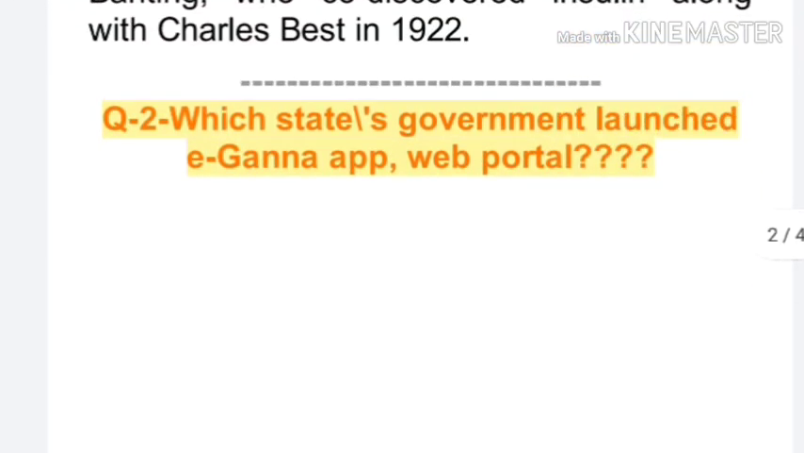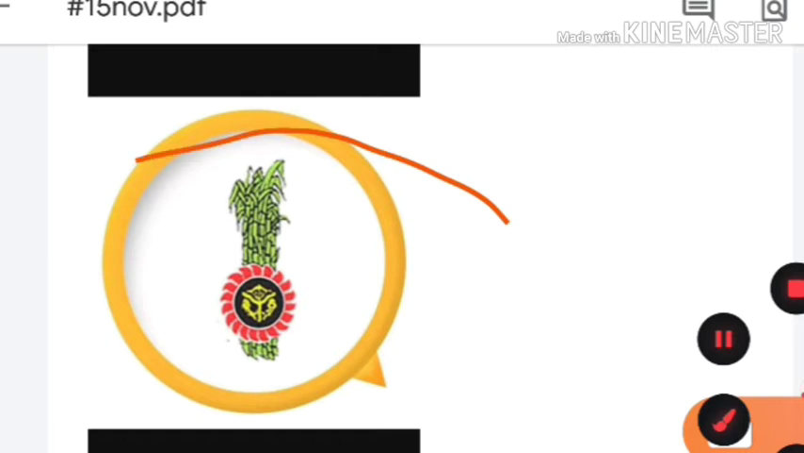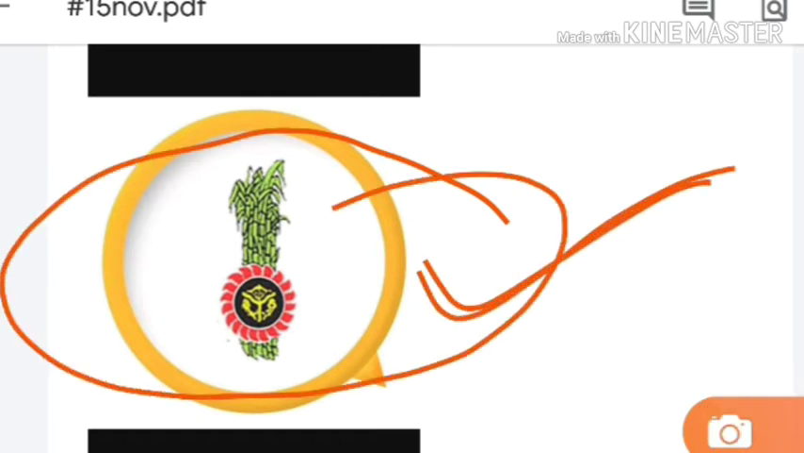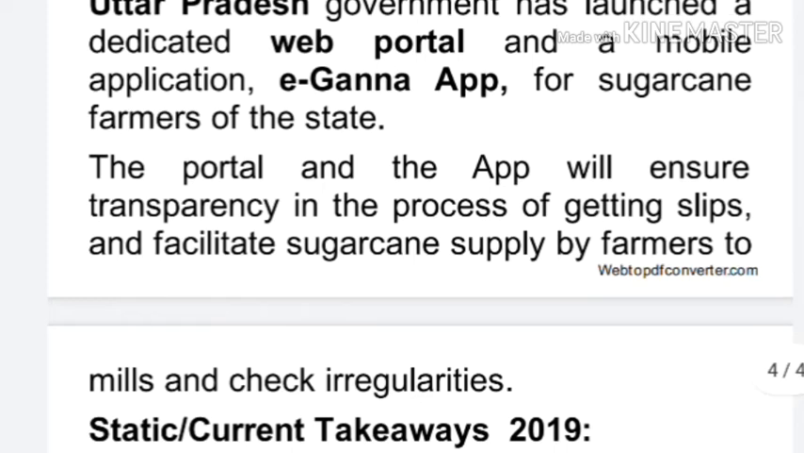And the question is, which state's government launched the e-ganna app web portal? This is the picture of the e-ganna app. You can download it from Play Store easily, and this is free. Okay, we will know the answer with details.